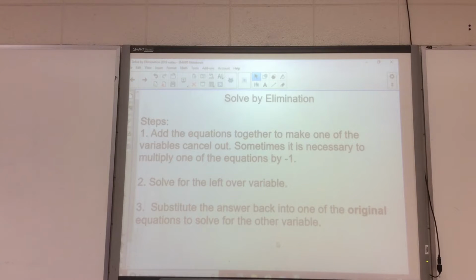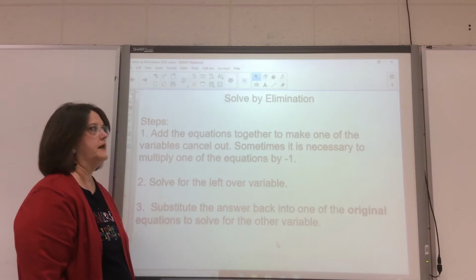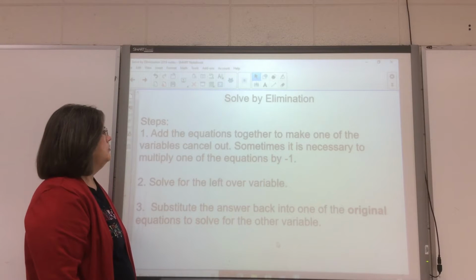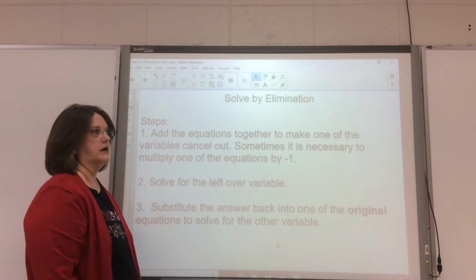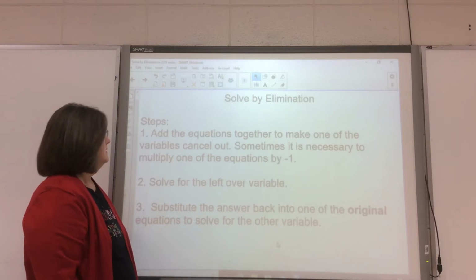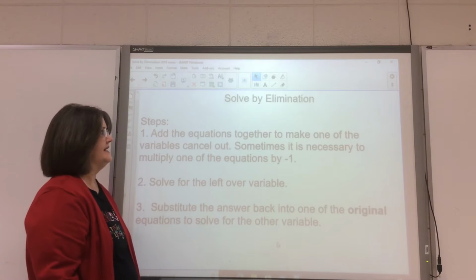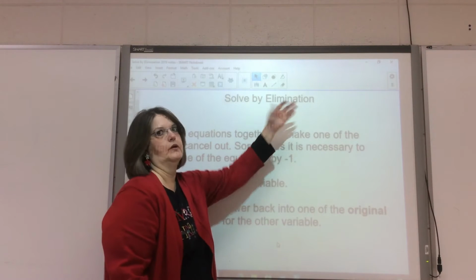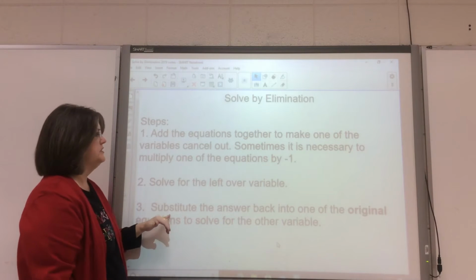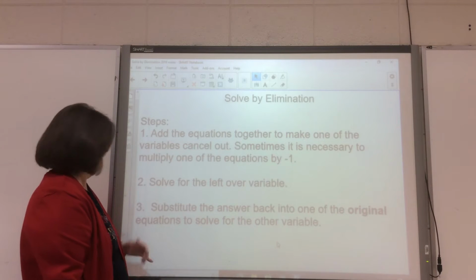Okay, we are solving a system of equations by elimination. We're going to keep it really simple today. You add the equations together to make one of the variables cancel out. Sometimes it is necessary to multiply one of the equations by -1. Okay? Solve for the leftover variable. One of the variables is going to go away. That's the idea. Eliminate a variable. Elimination. Then you'll substitute the answer back into one of the original equations to solve for the second variable.